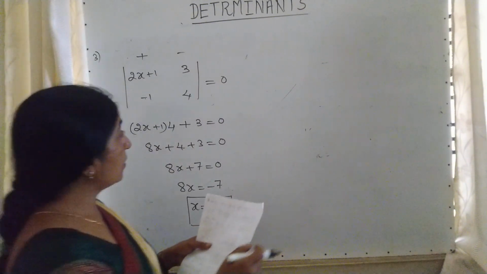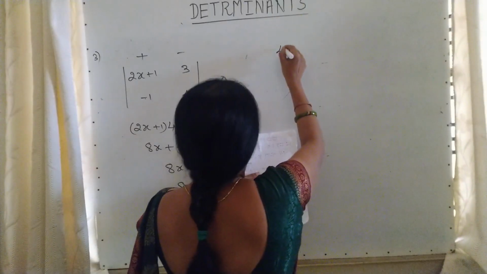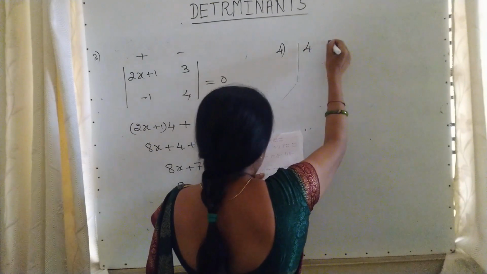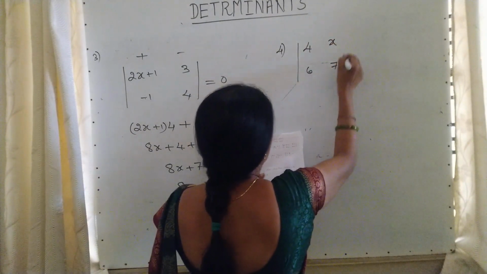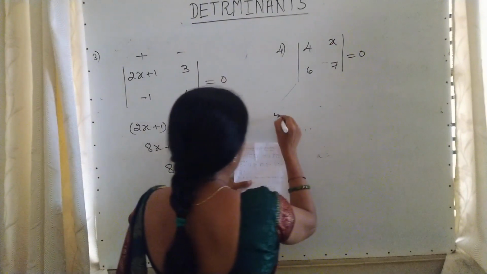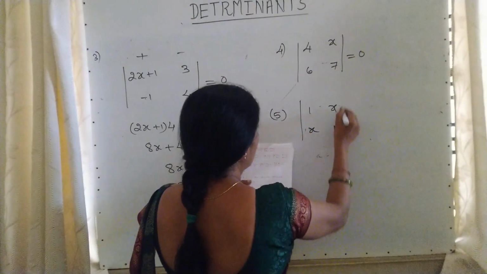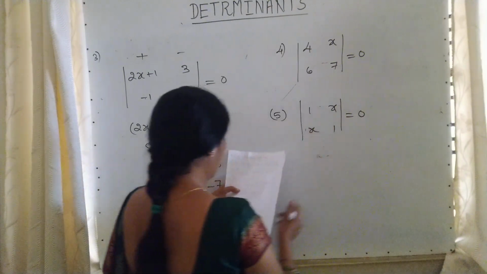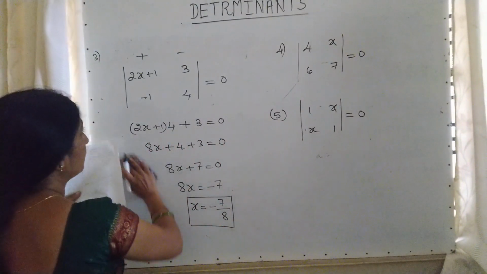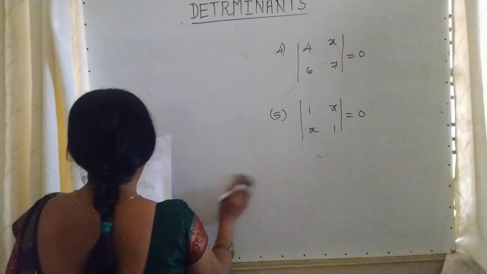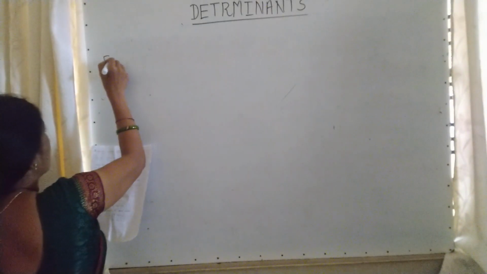Now, shall I give you some questions as an assignment? Same, under the same category. Solve for x. 4x 6 7 is equal to 0. Next one. 1x x1 is equal to 0. Yes. Have you noted down this? See the next one. Next example.